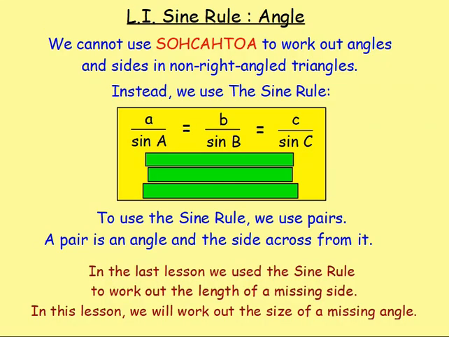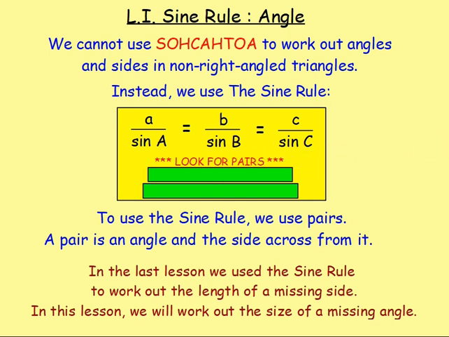You will remember that we can't use SOHCAHTOA to work out the size of angles or sides in non-right angled triangles. So instead, one of our options is to use the sine rule. And this is our sine rule here, just from the last lesson. We have a over sine A equals b over sine B equals c over sine C. The main thing we need to do is look for pairs.